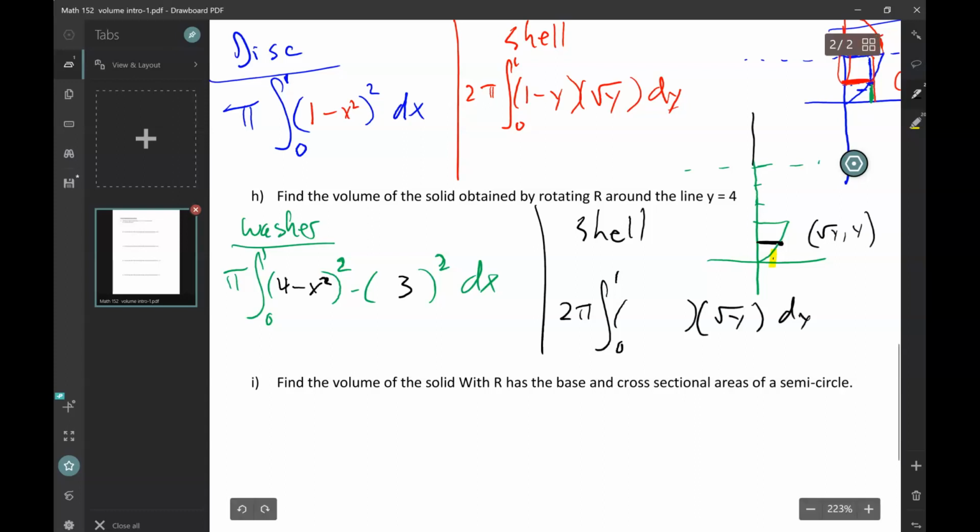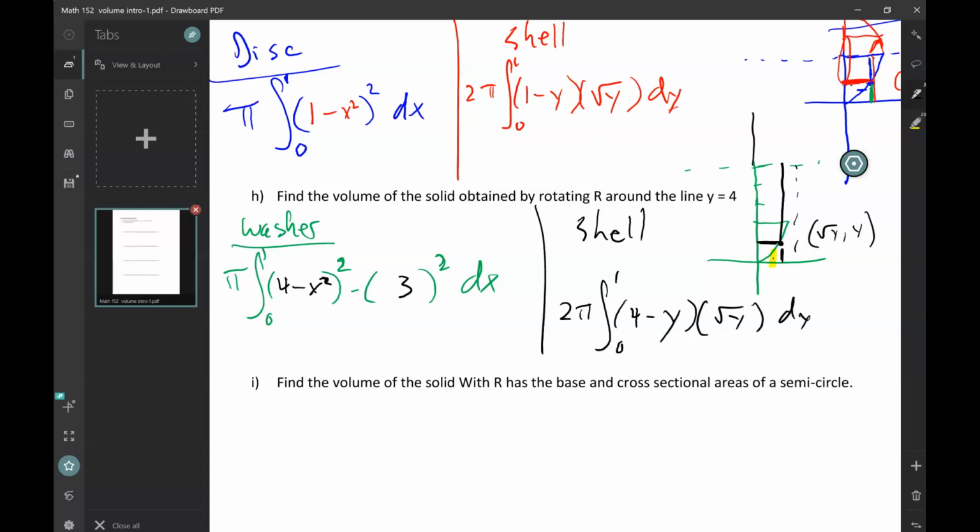And the radius is going to be from there up to there. So that's going to be same thing I did before. It's going to be a distance of 4. That's the total distance, right? 4 minus that little bit right there. And that little bit is the y coordinate. So I just put y.